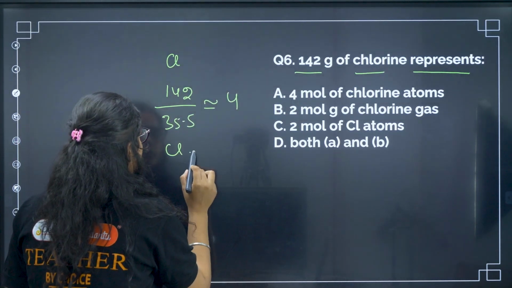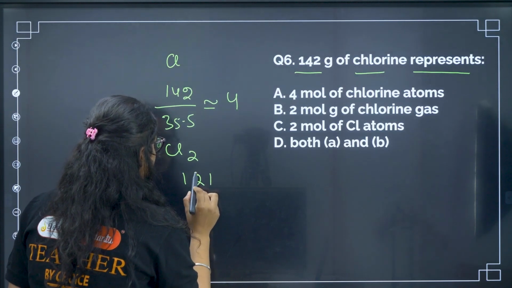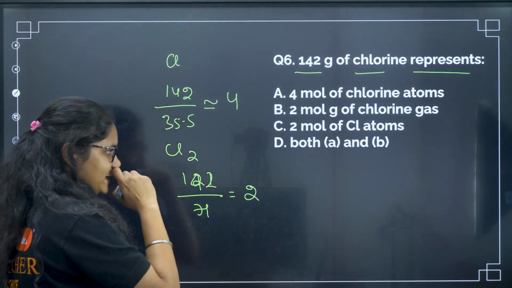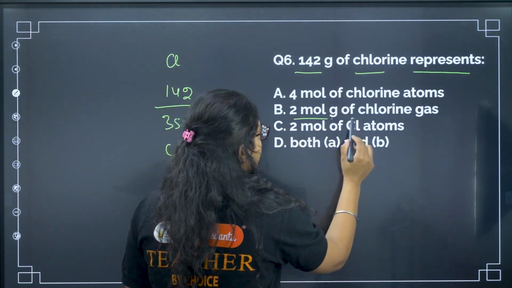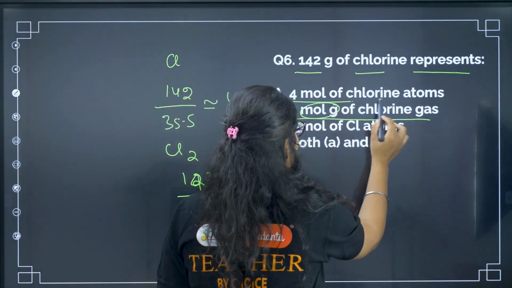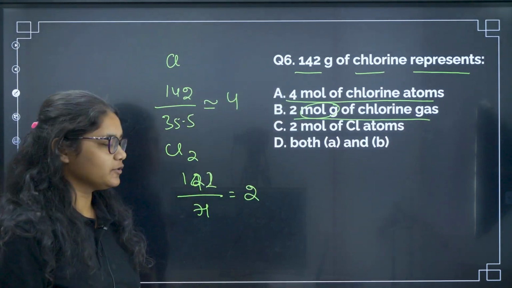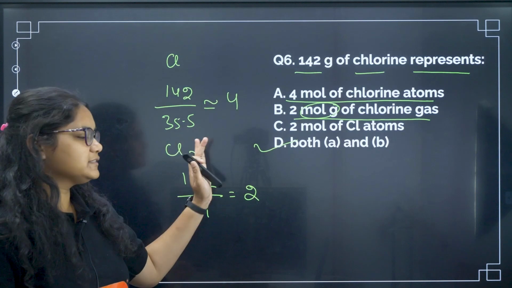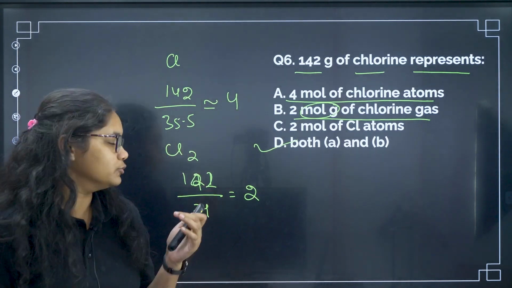Now if it is Cl2 gas, then it is 142 by 71, which is equal to 2 moles, right? So we can say 2 mole gram means 2 moles of chlorine gas or 4 moles of chlorine atoms. Both are correct. So the correct answer for this question is option number D. Very simple. Just you should know how to calculate the number of moles.